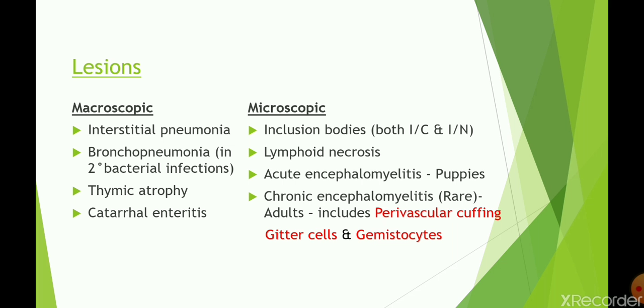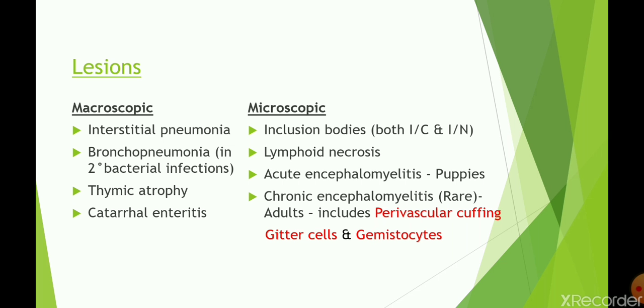Then coming into lesions, there will be pneumonia. Mainly there can be interstitial pneumonia. There can also be bronchopneumonia, especially if there are secondary bacterial infections. How we can differentiate this interstitial and bronchopneumonia? In interstitial pneumonia, it affects the interstitial tissues in between the alveoli. So there will be almost widespread darkened areas. But in bronchopneumonia, there will be darkened areas only in the anterior part, that is in the anterior lobe. This darkened area is due to congestion.